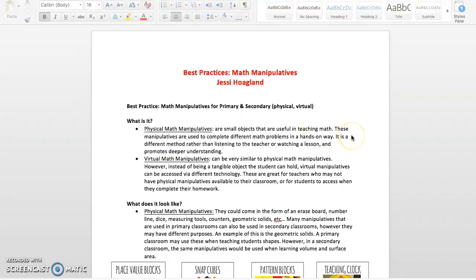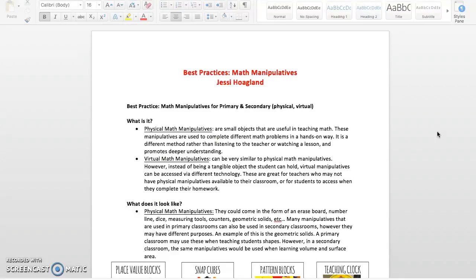A virtual math manipulative is usually very similar to the physical math manipulatives. The only difference really is that these are located via any kind of technology device, so you could find them on your iPad or computer, and there's plenty of websites that I listed below where you can access these, and they're really based off of the physical math manipulatives. So if you can find something that's a physical math manipulative, you can usually find it in the virtual form as well. And these are really good for students who may not have the manipulatives in their home.